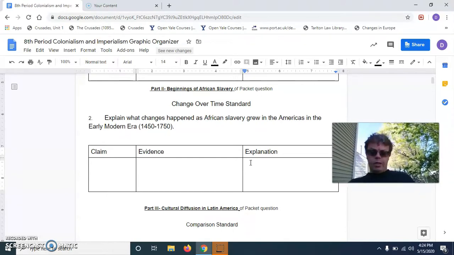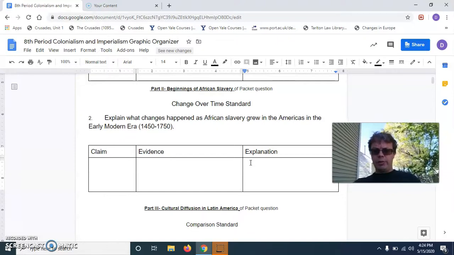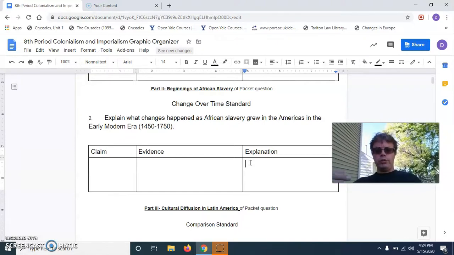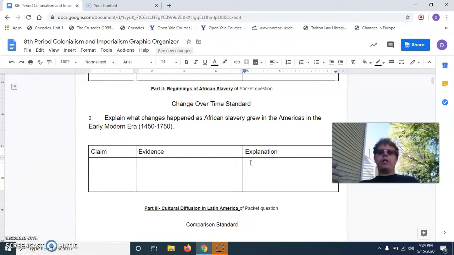When you think about claims, think about the huge changes that happen as Africans are brought as slaves over to the Americas and to do the work, the labor that happens, who benefits out of this, who gets hurt out of this.